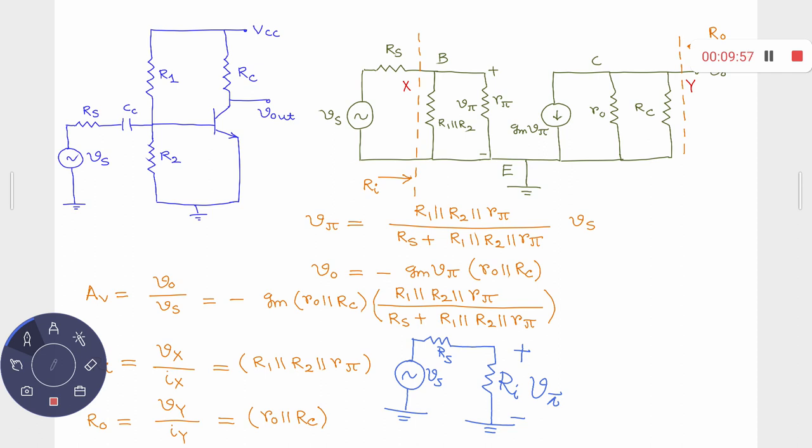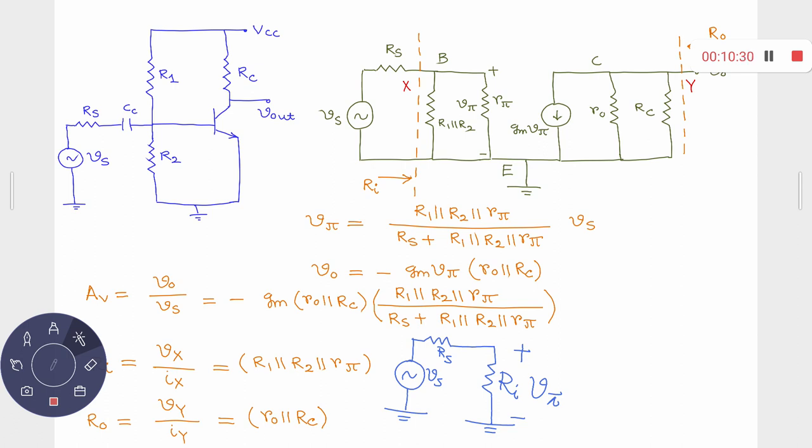And if you simply plug in the values for this Ri, then this is nothing but R1 parallel R2 parallel R pi divided by Rs plus R1 parallel R2 parallel R pi, multiplied with Vs. Typically, this R1 parallel R2 parallel R pi is much, much larger as compared to the signal source resistance. If I assume, say, a mic to amplify your voice signal, the microphone is your signal source, with a resistance in the order of a few tens of ohms.